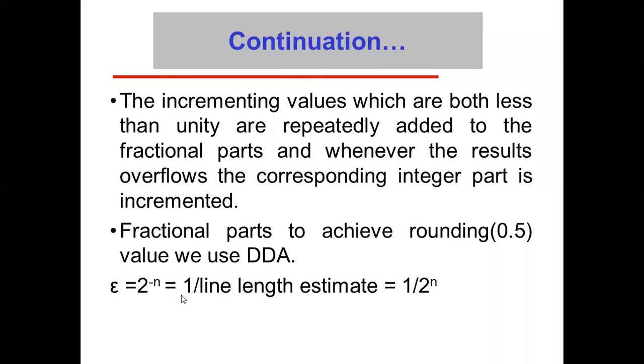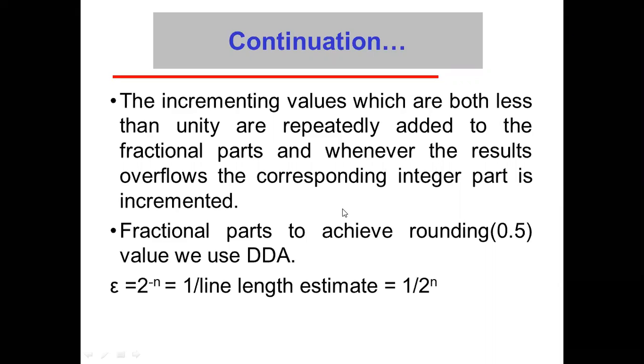And this is equal to 1 over the line length estimate. Suppose someone asks you to calculate the line length estimate, how will we proceed? First we will calculate epsilon, and this is equal to 1 over 2 to the power n. And what is n? I will tell you later how to proceed to calculate this epsilon value.